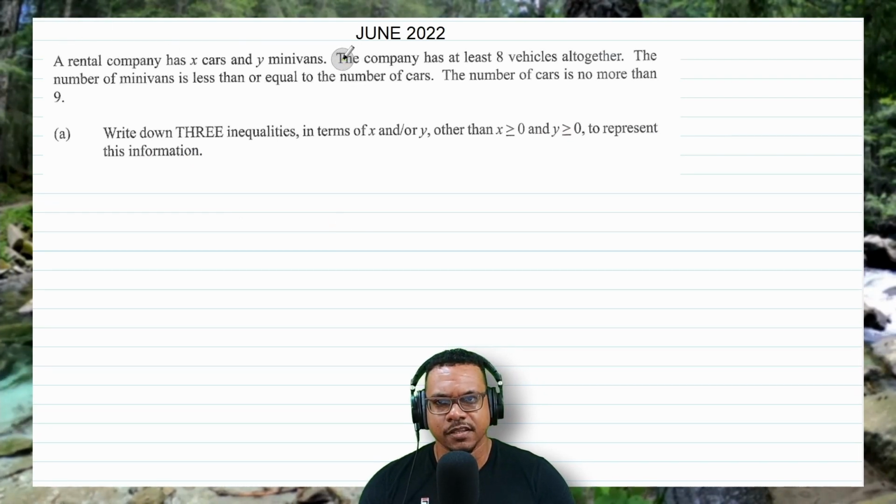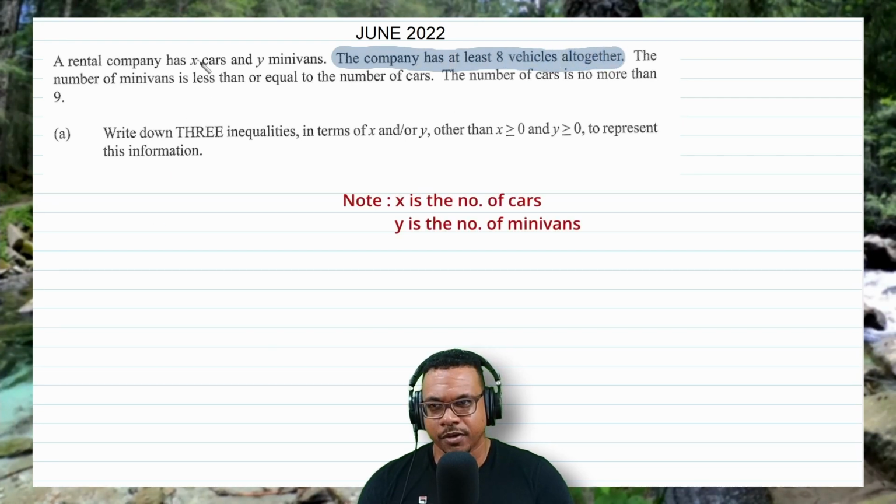Now, just looking at the statement here where they say the company has at least 8 vehicles altogether. Now remember, X is the number of cars and Y is the number of minivans. So the number of cars plus the number of minivans, which is X plus Y, must be at least 8 vehicles. What does at least mean? 8 or more. So X plus Y is greater than or equal to 8. And that will be our first inequality. X plus Y is greater than or equal to 8. So I'll label that my first inequality.